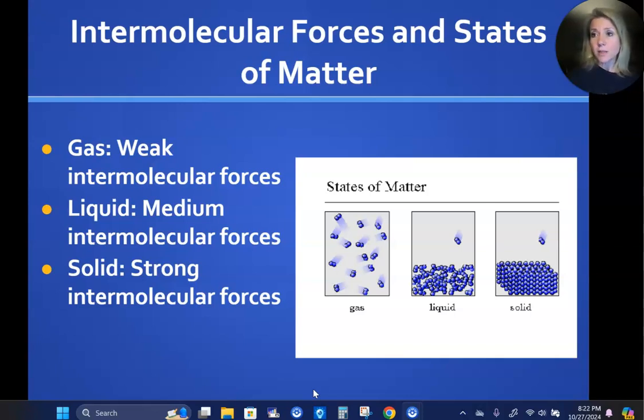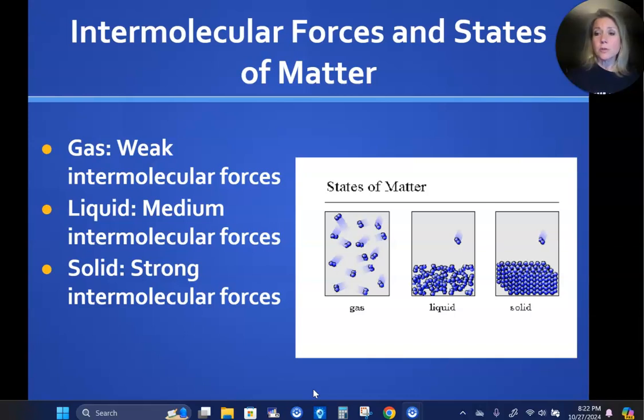Gases are made of molecules that have very high energy, and so the molecules are zooming around. They have lots of space in between them. Because they are so spread out, they are not going to have very strong interactions with each other. And so they are going to have very weak intermolecular forces between those molecules.